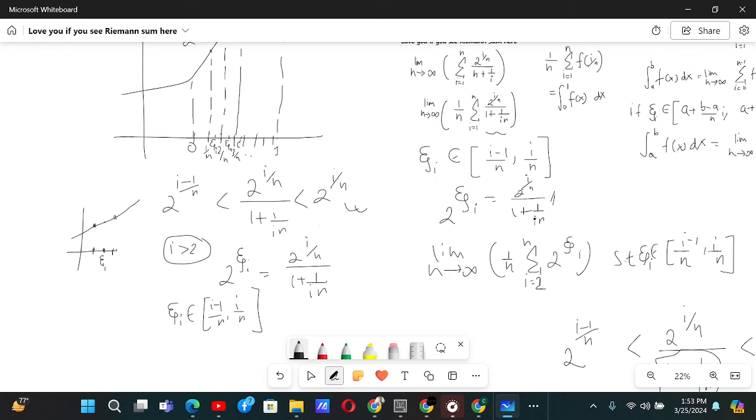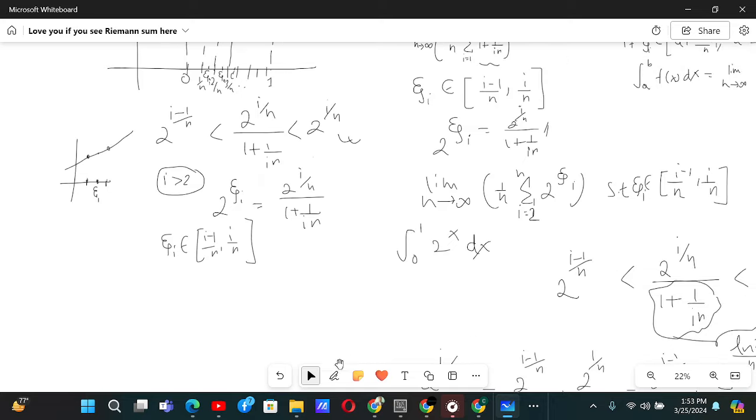Anyways, the 1 term will go to 0, so basically it doesn't matter. Now we can write this as the integral from 0 to 1 of 2 to the power x dx. And so this is 2 to the power x divided by ln 2 from 0 to 1, and that is (2 - 1)/ln 2, which is 1/ln 2.